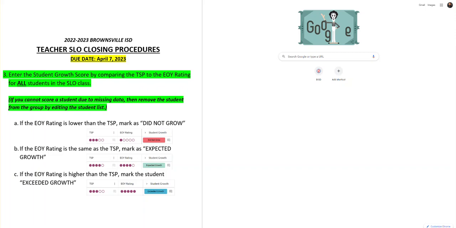Step 3 to closing your SLO is the most crucial step of all, which is calculating the final student growth. You'll do this by comparing the TSP target to the end of year rating for all students in the SLO class. If you cannot score a student due to missing data, then you will need to remove the student from the SLO group by editing the student list.